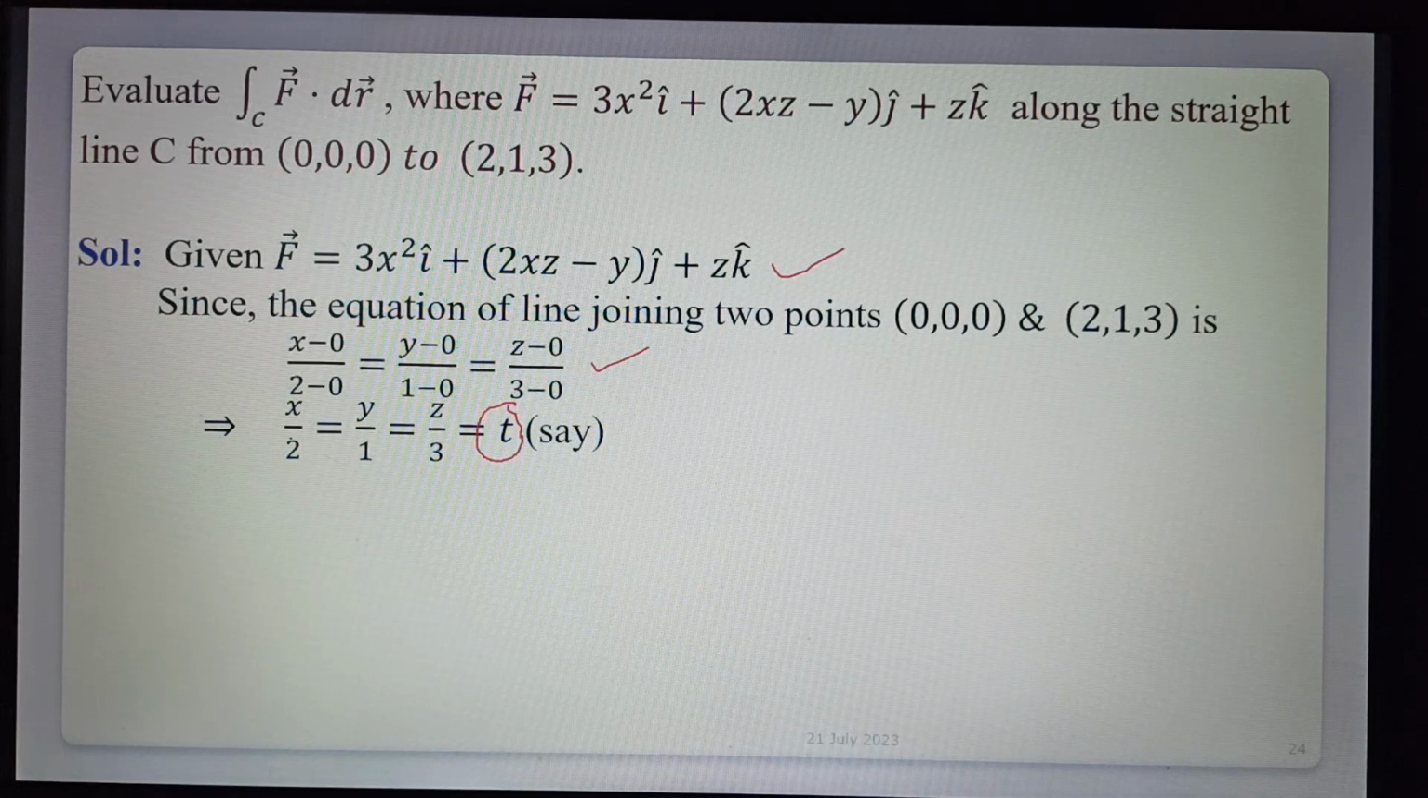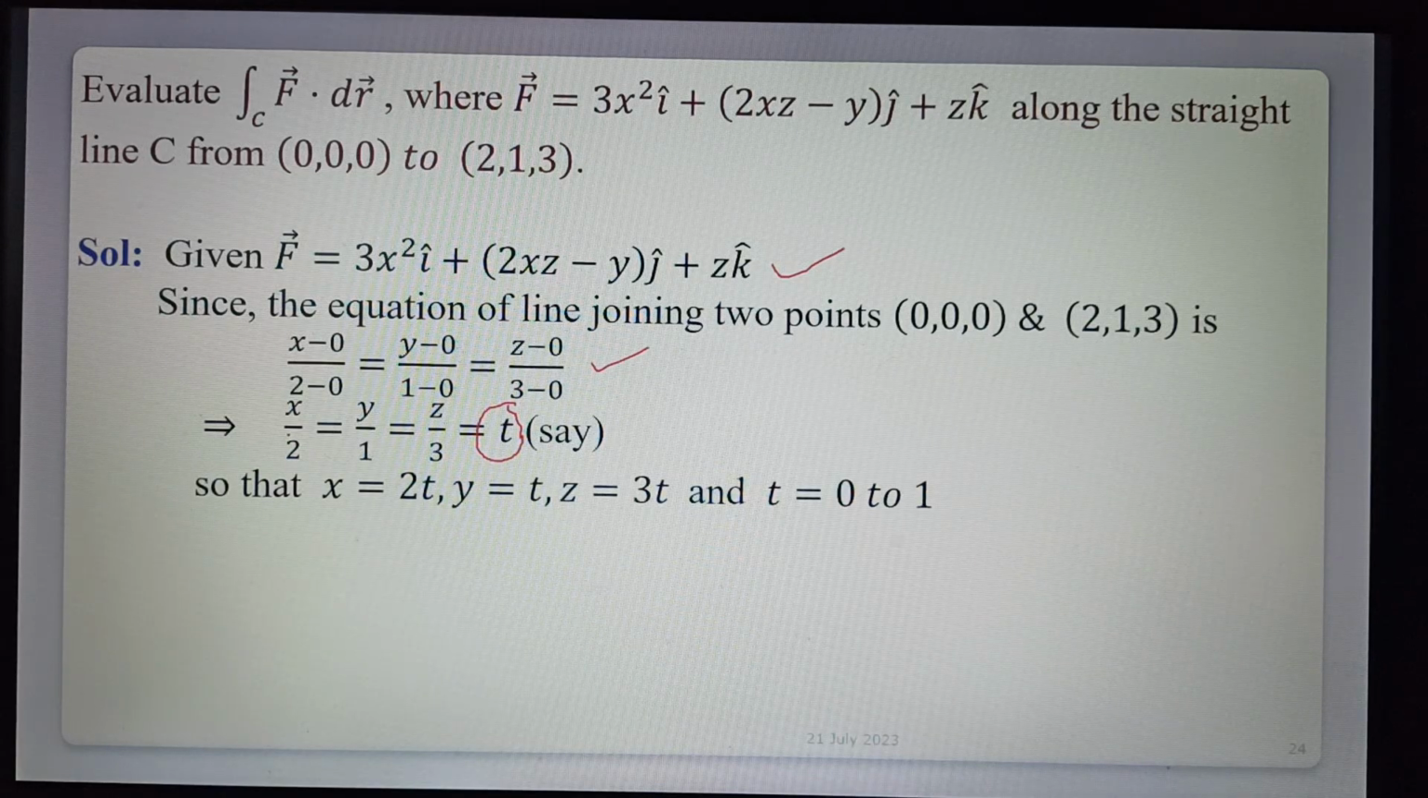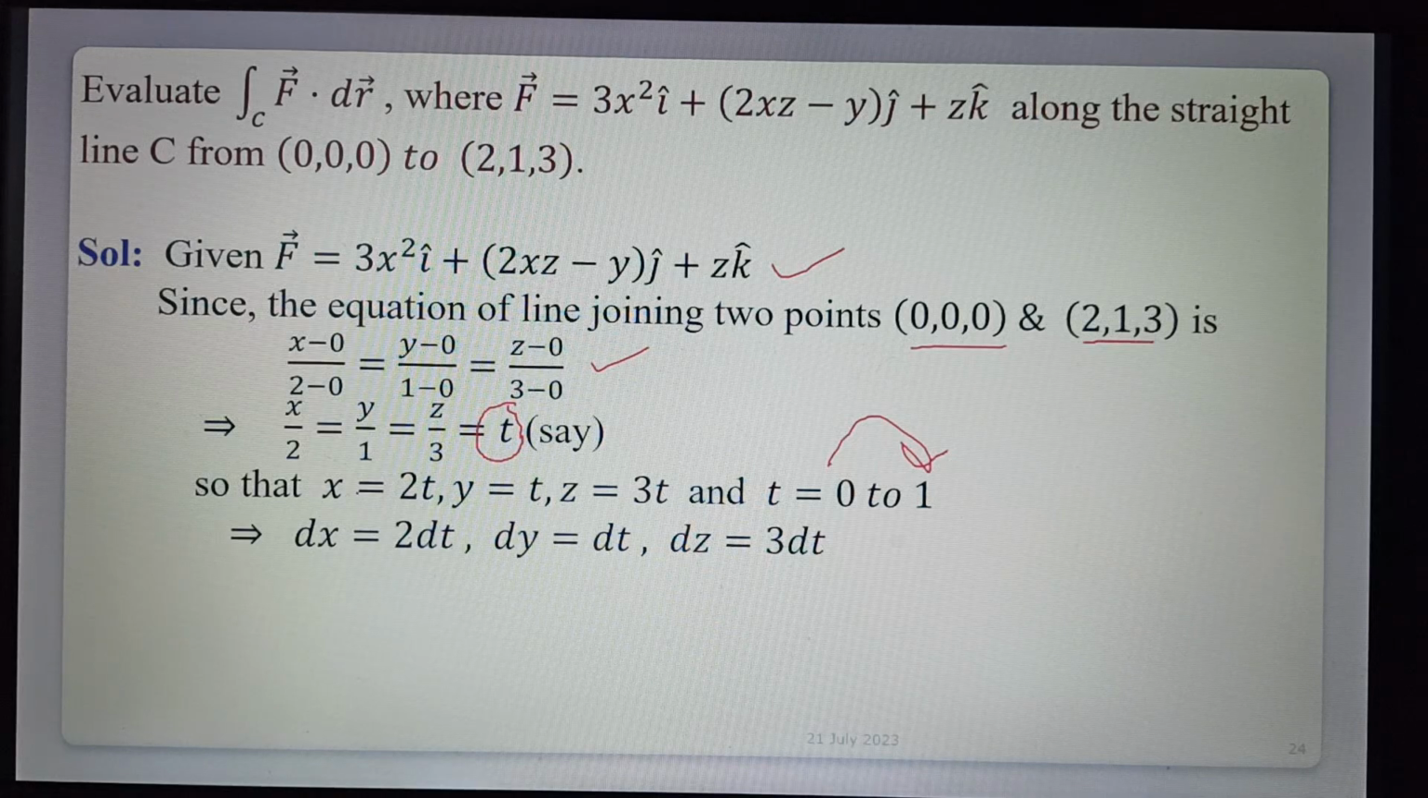So therefore the given curve is x is equal to 2t, y is equal to t, z is equal to 3t. The t limits: substituting (0,0,0) gives t is equal to 0, and substituting (2,1,3) gives t is equal to 1. So the t limits are 0 to 1. Now finding dx, dx is equal to 2 dt, dy is equal to dt, dz is equal to 3 dt.